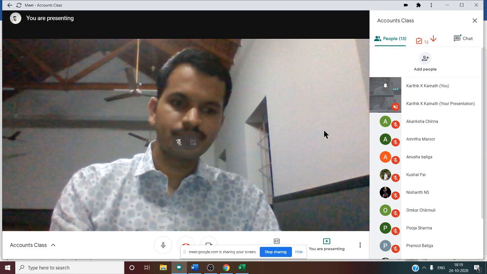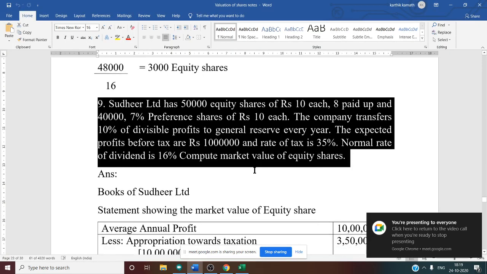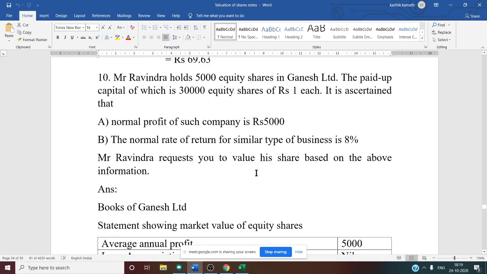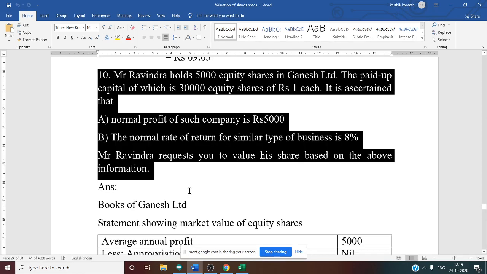So now we'll discuss one more problem. The next problem, that is problem number 10, is of Mr. Ravindra. So now let us discuss this problem. Mr. Ravindra holds 5,000 equity shares in Ganesh Limited. That means Ravindra's shareholding is 5,000 shares.